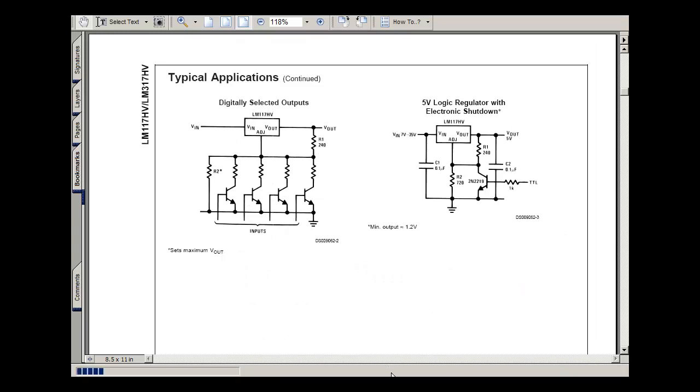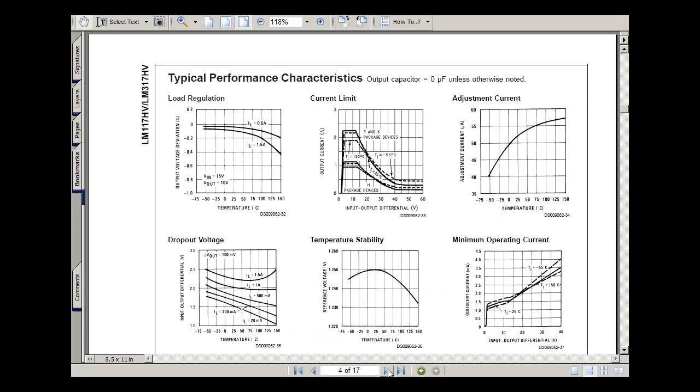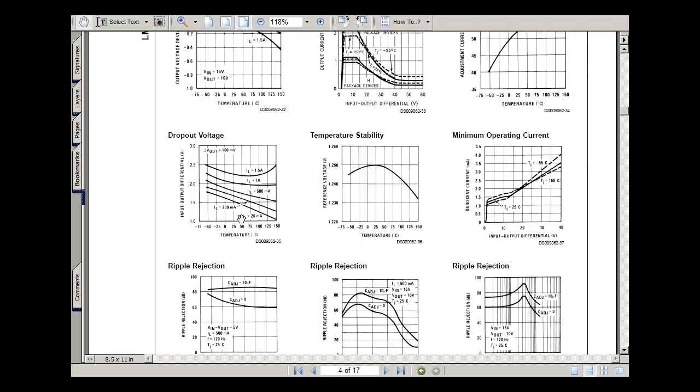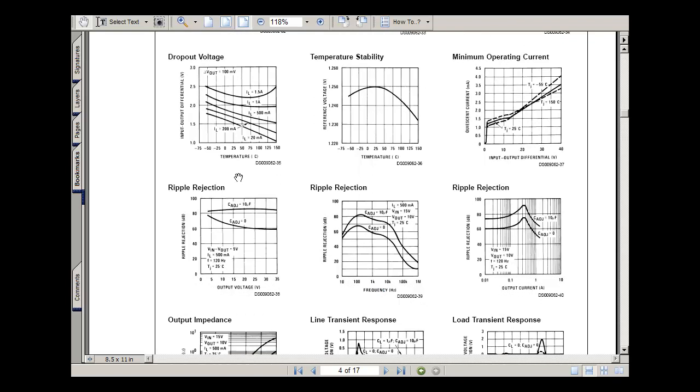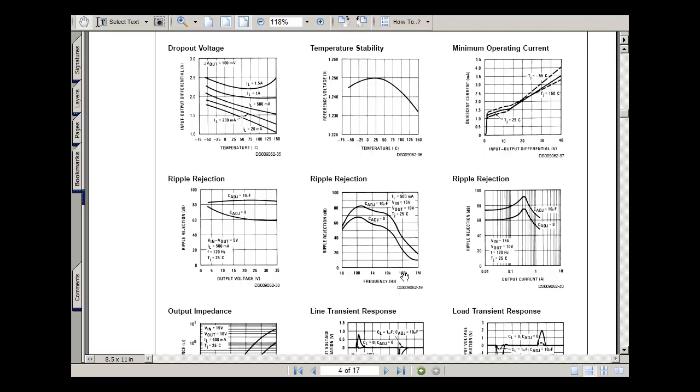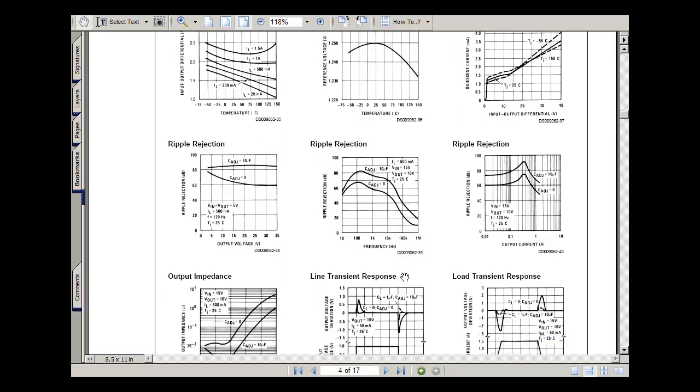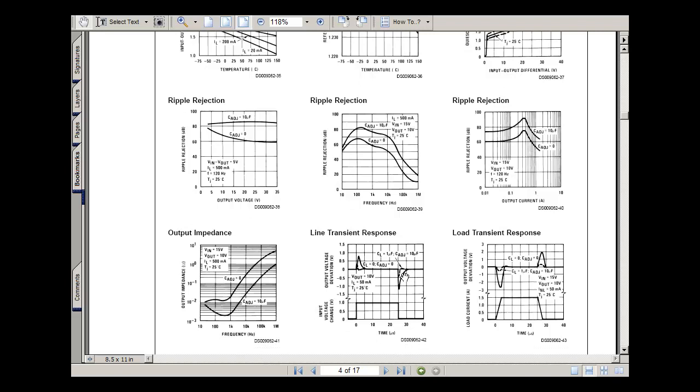And you can see here's that fold back result. Here's our dropout voltage. We took some measurements on that. Here's the ripple rejection versus frequency. Again, a similar curve, but not exactly with what I simulated. But again, my lab data and my simulation match pretty carefully. The output impedance versus frequency, the line transient and the load transient with and without the capacitors added.